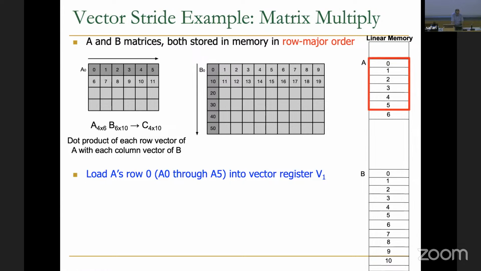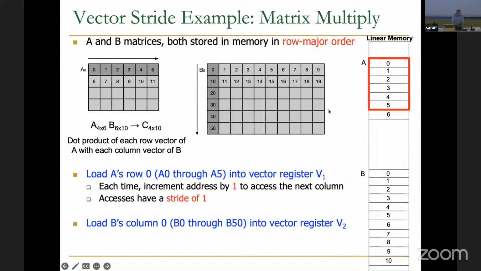So we need to load this data into our vector registers. First, we load the first row of matrix A into our vector register V1. Each time, we need to increment the memory address by 1. When you want to load consecutive elements, you increment your address by 1 and load it. So your stride is 1, because everything is consecutive.